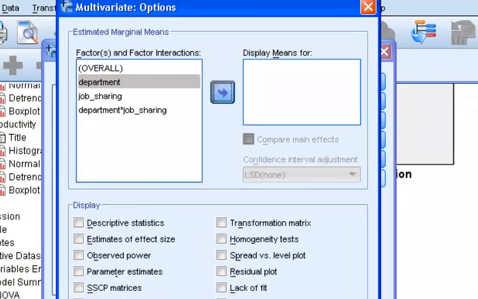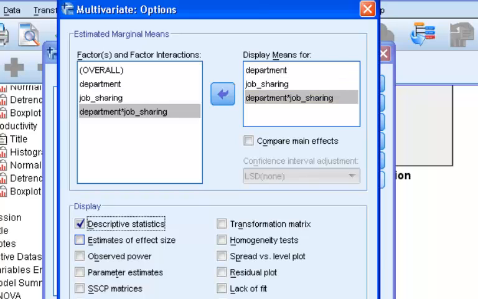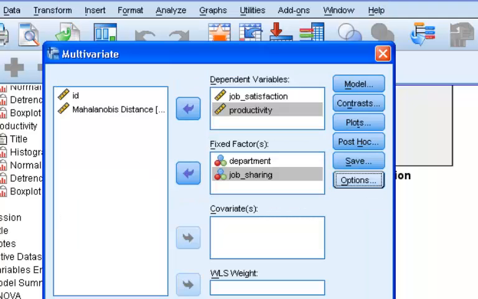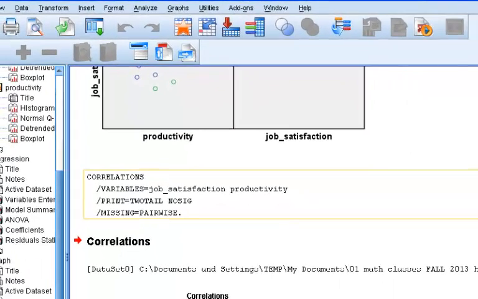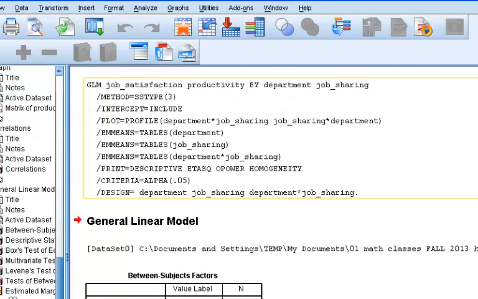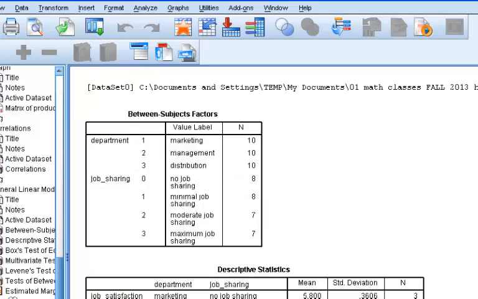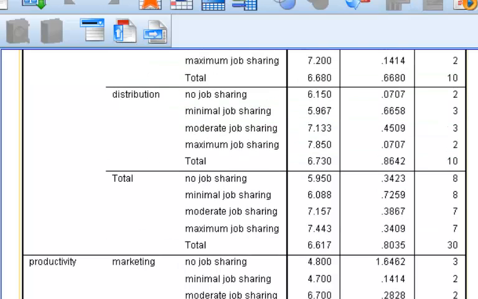Options, like always, department, job sharing, any kind of interaction. Descriptives, effect size, power, homogeneity of variance, click that. And I think we're done. Let's click OK. So to check the assumption of homogeneity of the variance covariance matrix, we need to look at the Box's M. But in the meantime, this tells us how many are in each group. All right? These are the means, job satisfaction between the different departments and the different job sharing categories.